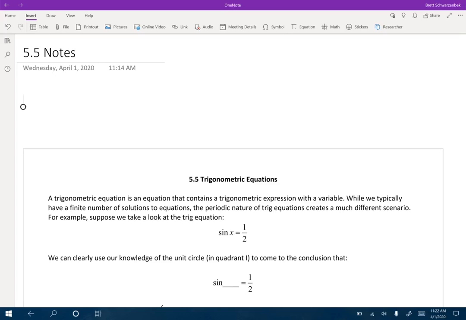This is the 5-5 notes for Precalculus 2. This section is a very important one, especially for students that are moving on to calculus. You will be asked to solve trig equations in those classes from here on out, so take note of that when we're going through it. So what is a trig equation?